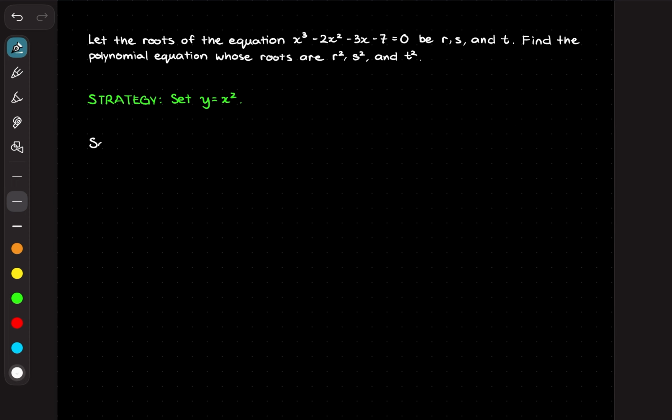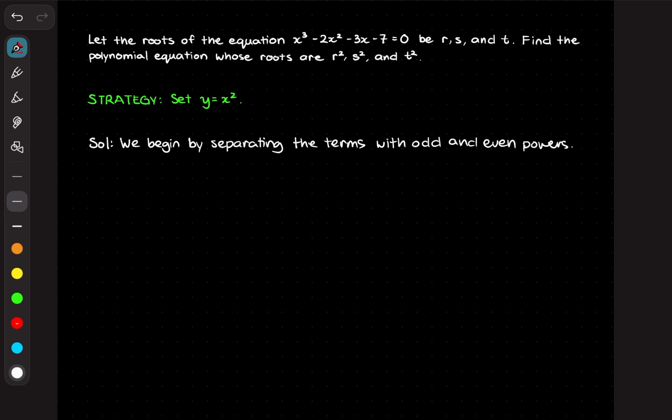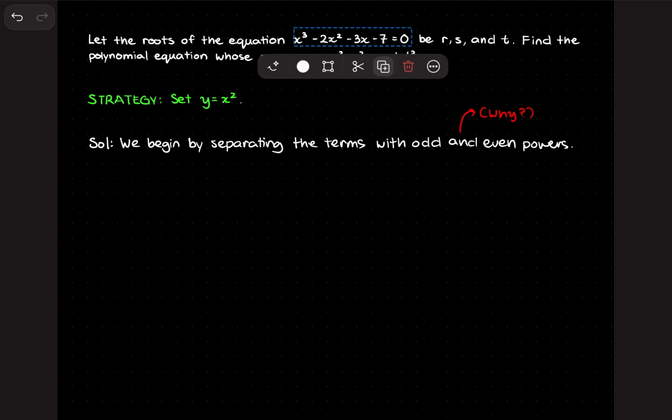So let's proceed with the solution. For this one, we begin by separating the terms with odd and even powers. So you might be thinking, why are we to do this? The reason will appear later. So first, let's do this. Let's copy our equation out here.